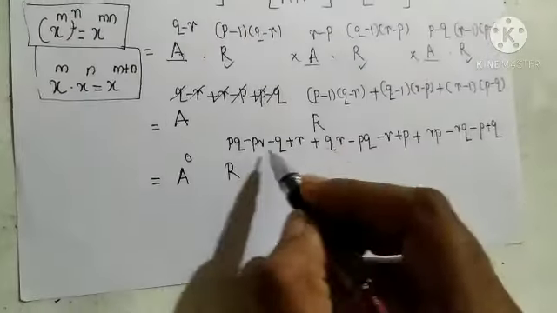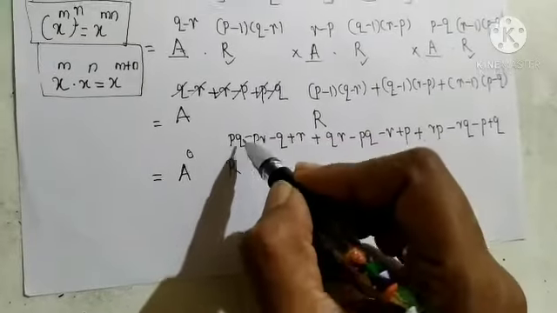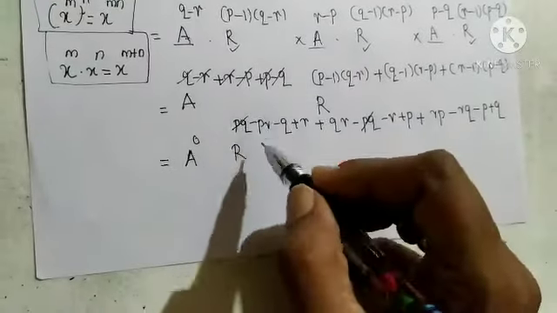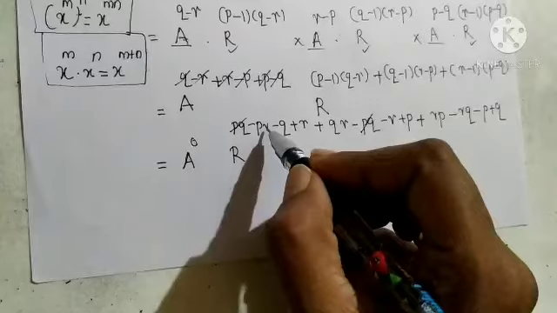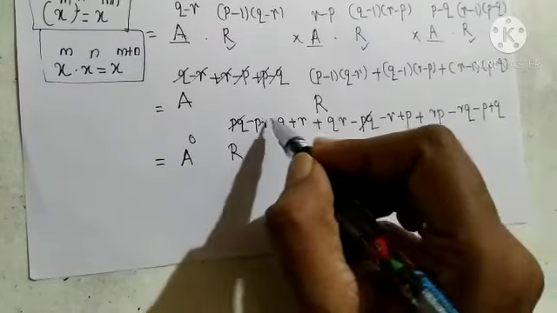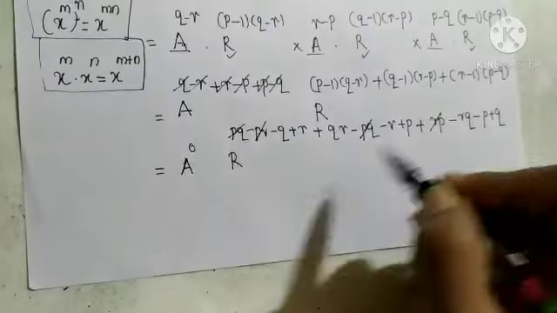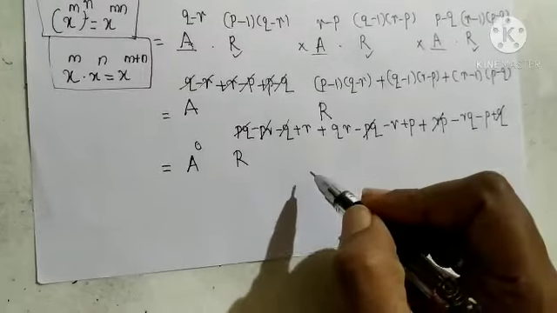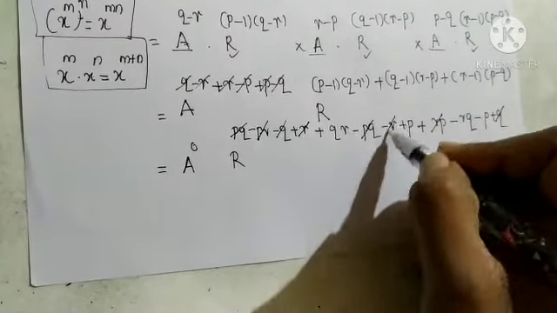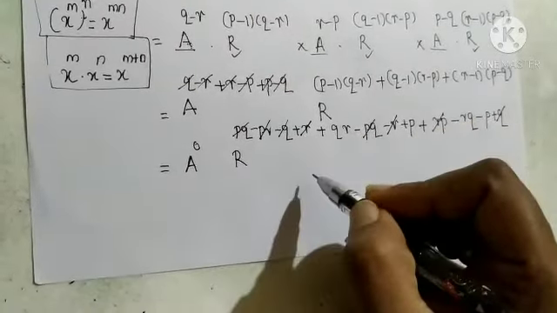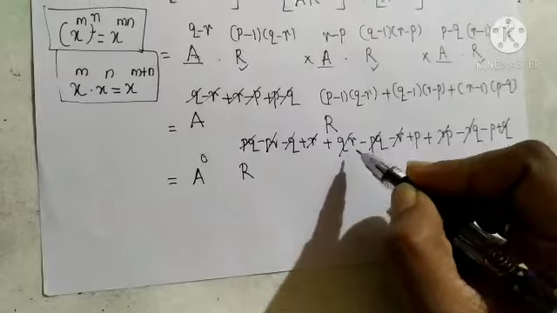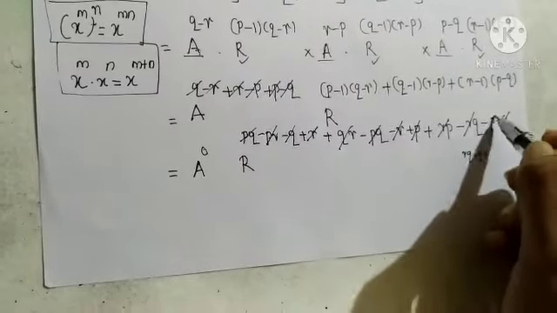And if we observe these terms, plus pq and minus pq will cancel each other, minus pr plus pr will cancel each other, minus q plus q will cancel each other, plus r minus r will cancel each other, plus QR minus QR will cancel each other. RQ is equivalent to QR, right? Next, plus P and minus P will cancel each other.